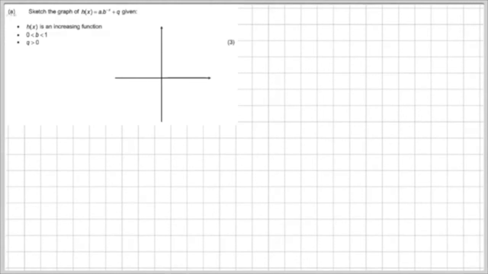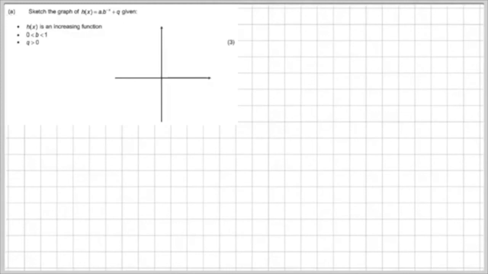This specific one is asking you to sketch the graph of h of x equal to a times b to the power of negative x plus q, if it is given that h of x is an increasing function, that b is between 0 and 1, and that q is greater than 0. Now that is, I'm being very honest with you, a bit of a weird question.